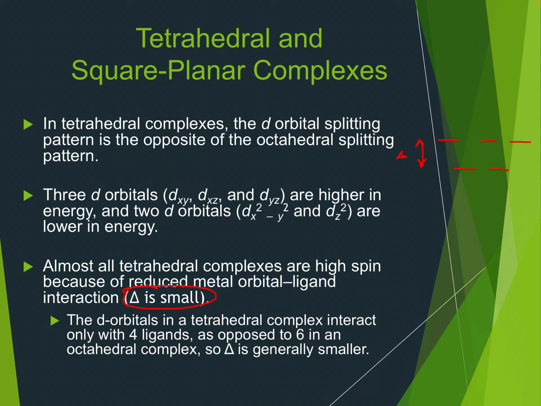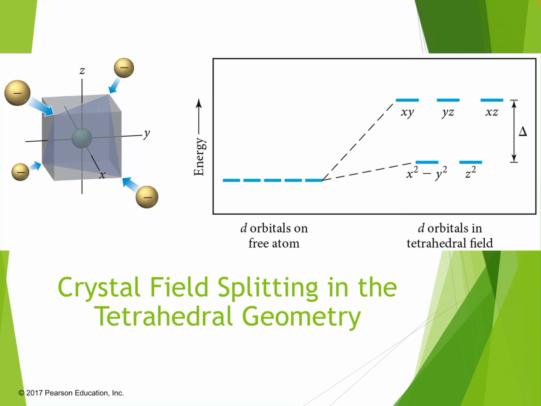So they do still split, it's just smaller, and you're going to see that in the picture in the next one. The reason that it's small is that the d-orbitals in these tetrahedral complexes are interacting only with 4 ligands, as opposed to the 6 in an octahedral complex. So we're getting less repulsion, right? So we're going to get a smaller crystal field splitting energy.